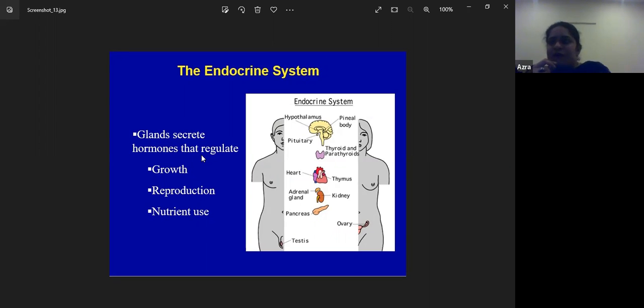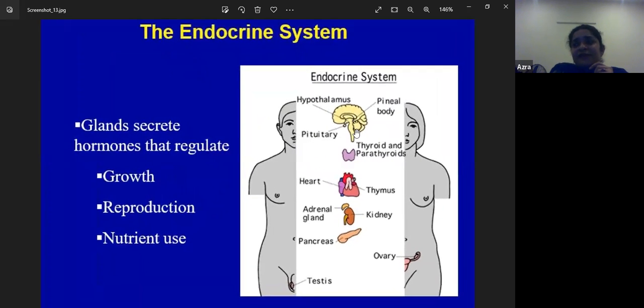Different types of hormones are there, but the function is that hormones regulate growth, reproduction, and nutrient use. Like, this is the brain, okay? So the hypothalamus, pineal body, and pituitary gland. Next are the thyroid and parathyroid glands. Next, this is the heart and this is the thymus. This is the kidney, and the adrenal gland is present in the kidney.